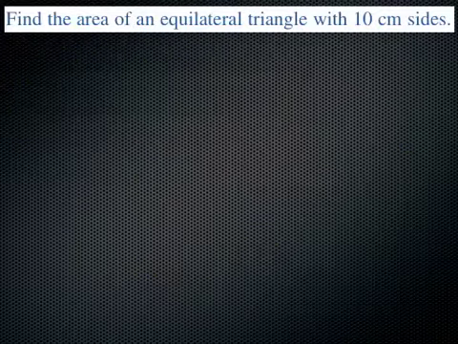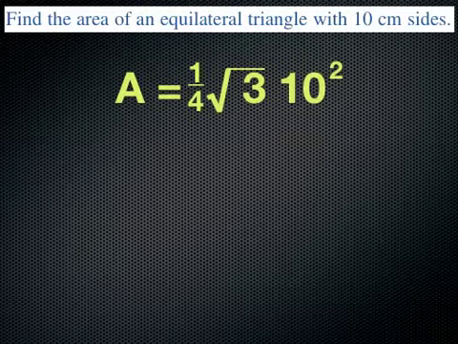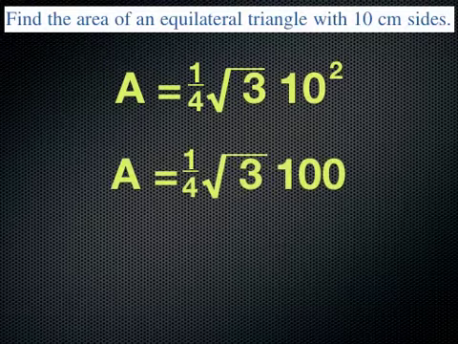The first example says to find the area of an equilateral triangle with 10 centimeter sides. They've given me my side length, so I need to plug in 10 for s. So area equals 1/4 the square root of 3 times 10 squared. 10 squared is 100, so area equals 1/4 the square root of 3 times 100. I can combine 1/4 and 100, and I'm multiplying them. Remember that multiplying by 1/4 is the same as dividing by 4.